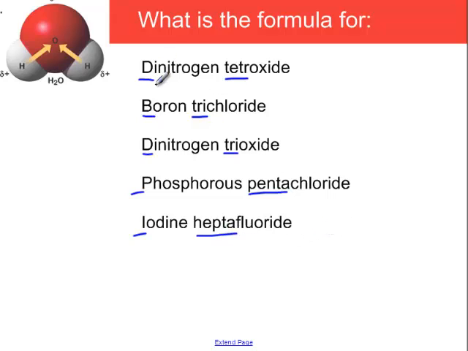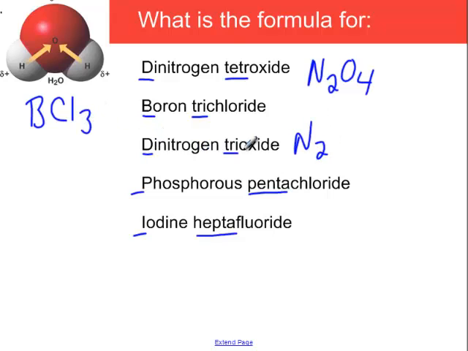All right, so dinitrogen. You should have gotten N2 tetroxide. Tetra is 4, so N2O4. Now there's no prefix before boron, so that means it's just 1. Boron, and then tri means 3, trichloride, so it's Cl3. Dinitrogen, N2, trioxide. Tri means 3, so it's O3. Notice that these two, same elements, different ratios. Covalent can do that. They're tricky.